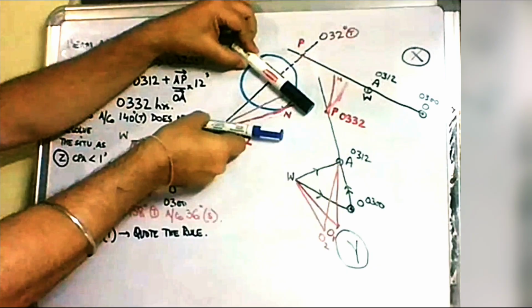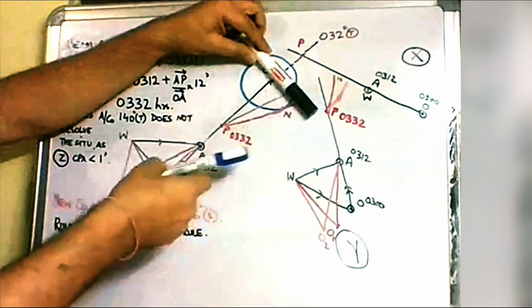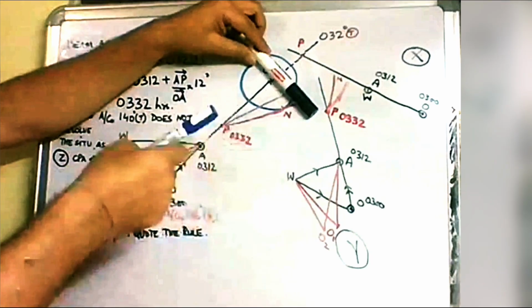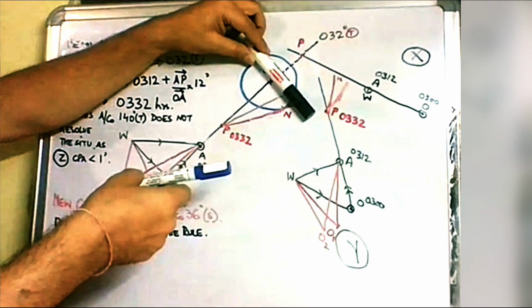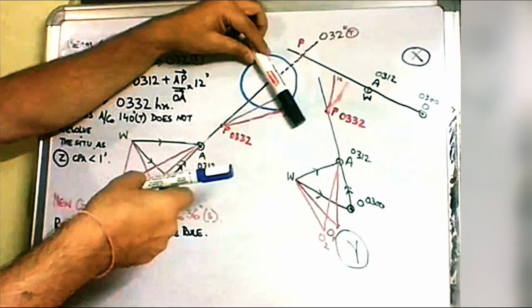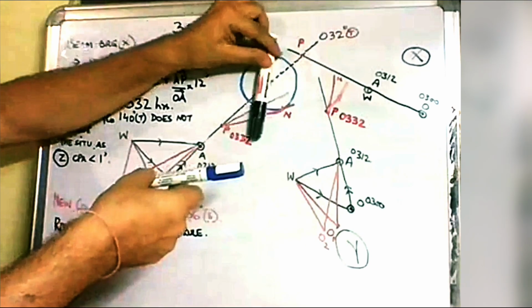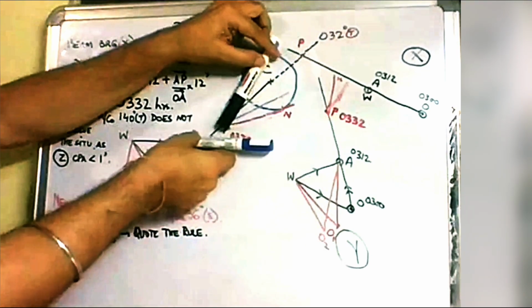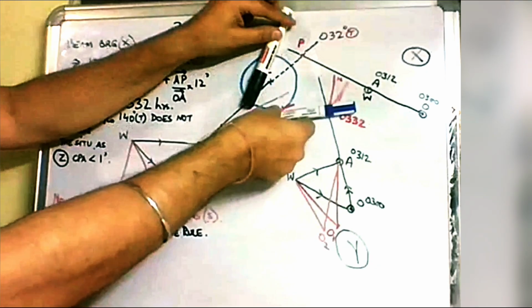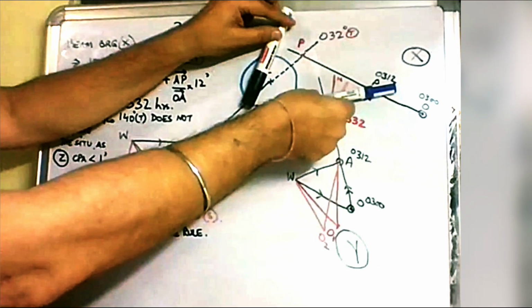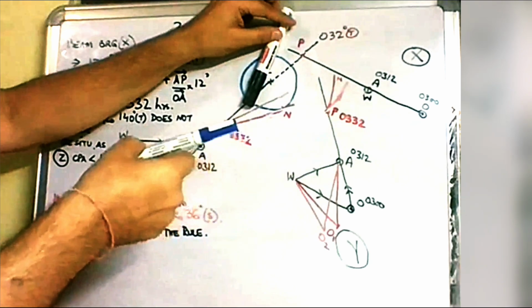Now I start altering course to starboard. So first alteration is 140. But that CPA is not good enough. So therefore, a larger alteration is required. So 158, larger alteration to starboard is required. And now the target is going to pass ahead of me by a CPA of 1 mile.